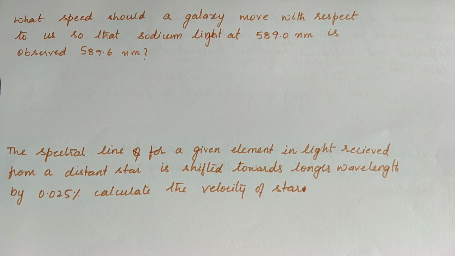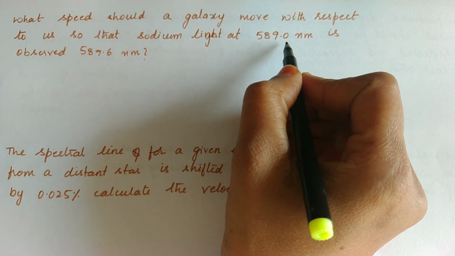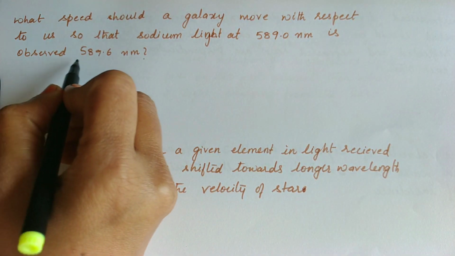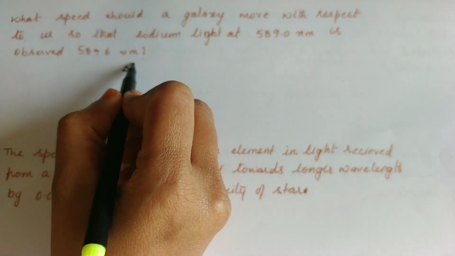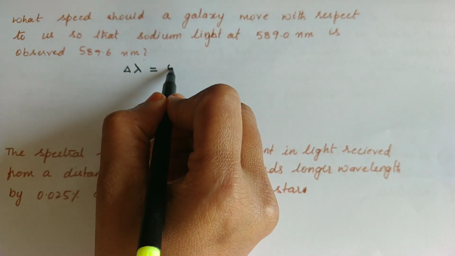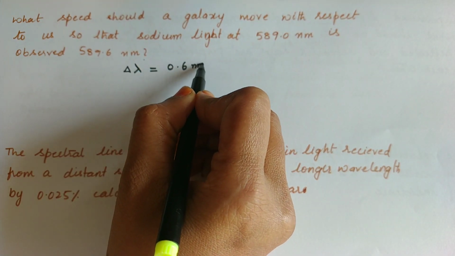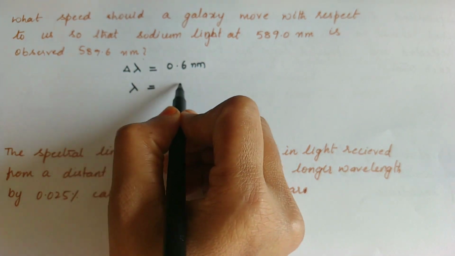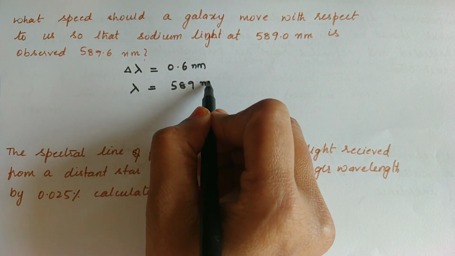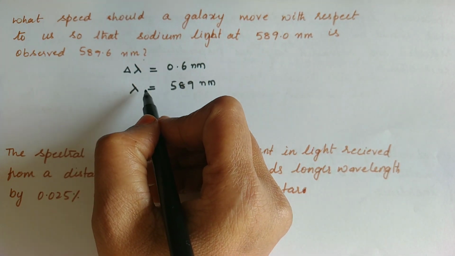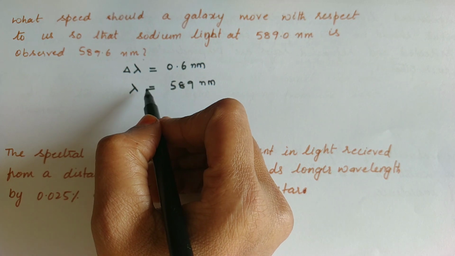These two questions are also related to the Doppler's effect, making use of the same relation. What speed should a galaxy move with respect to us so that sodium light of 589 nanometer is observed to be 589.6 nanometer? See, from the question you can make out the change in wavelength is 0.6 nanometer. It is supposed to be 589, but it is changing to 589.6. Since wavelength is increasing, we can say that the galaxy is moving away or there is expansion.